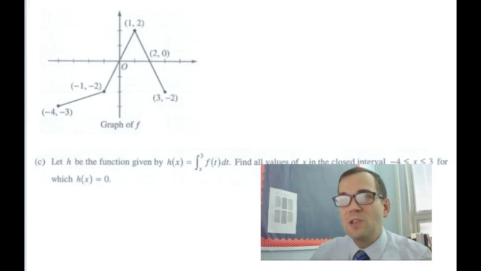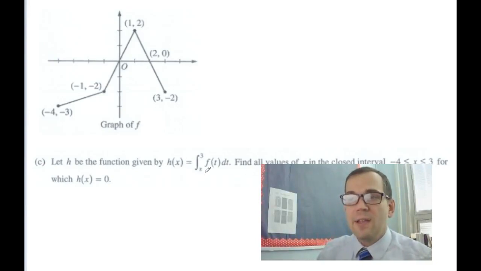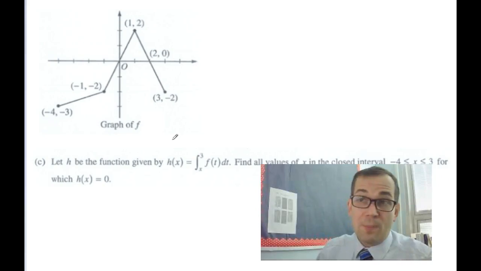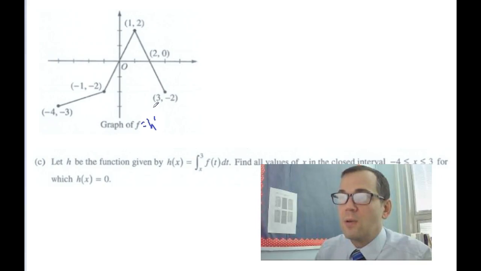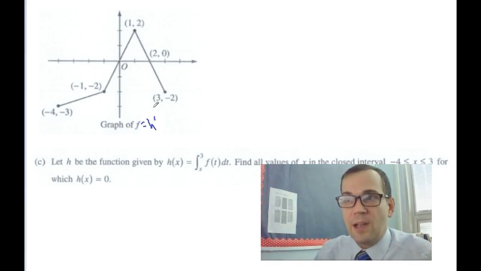Part C, let h of x be this function, a new function now, defined as the integral from x to 3. I do want to point out that f is now suddenly h prime, not relevant to this problem, but just pointing it out. We want to find all the values of x for which h of x is going to equal 0.